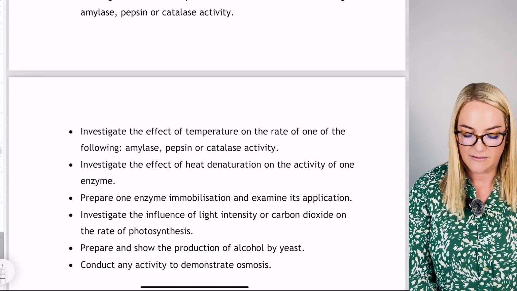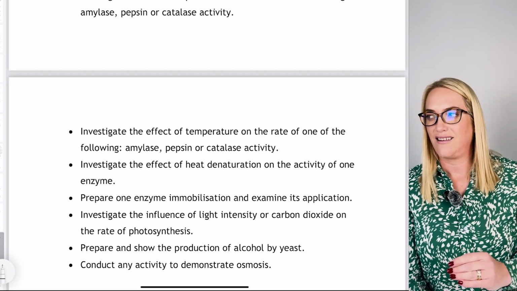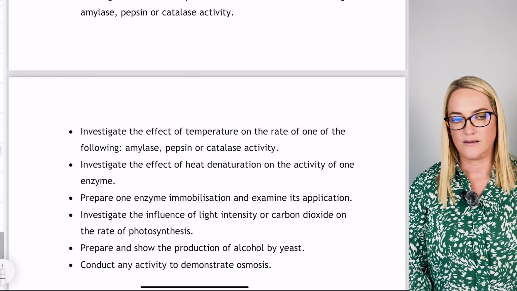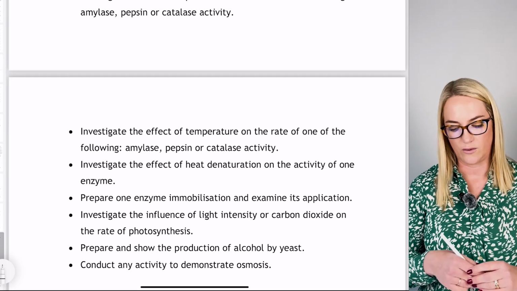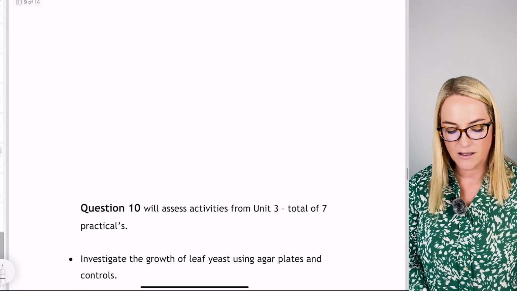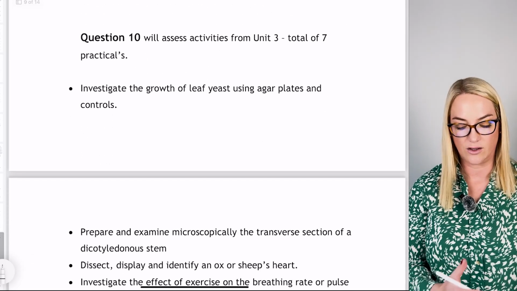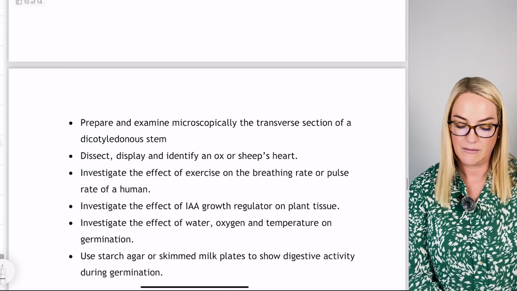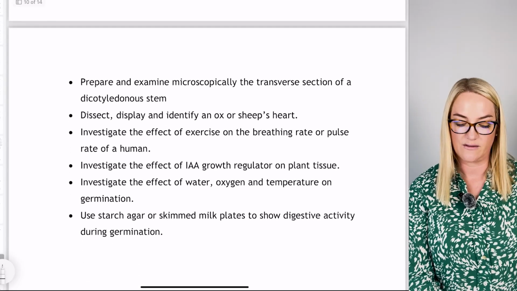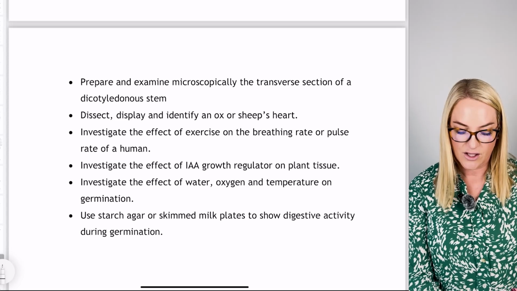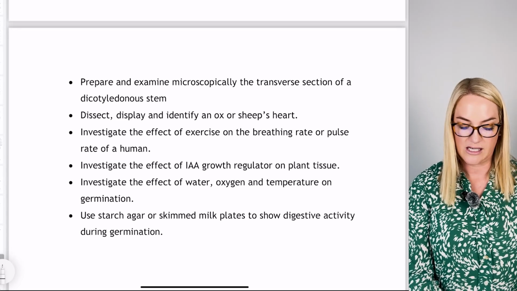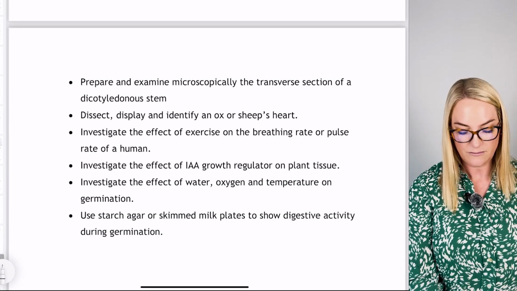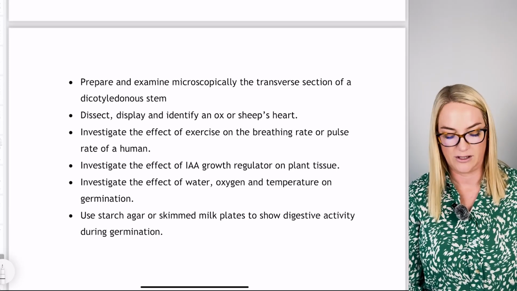With to demonstrate the activity of osmosis, I don't think I've seen it be an actual full 30-mark question, more of a mixture in with questions of question 10. Question 10 has to come from one of these. Investigate the role of leaf yeast, you examine the TS with dicot stem, your heart dissection, effective exercise and pulse rate, the effect of IAA and growth regulators, germination, and use of starch agar to show digestive activity during germination. This was 2024. To show digestive activity during germination.